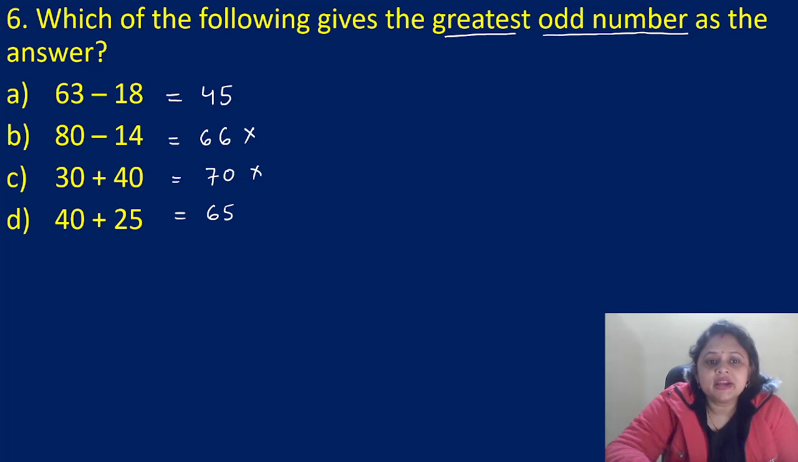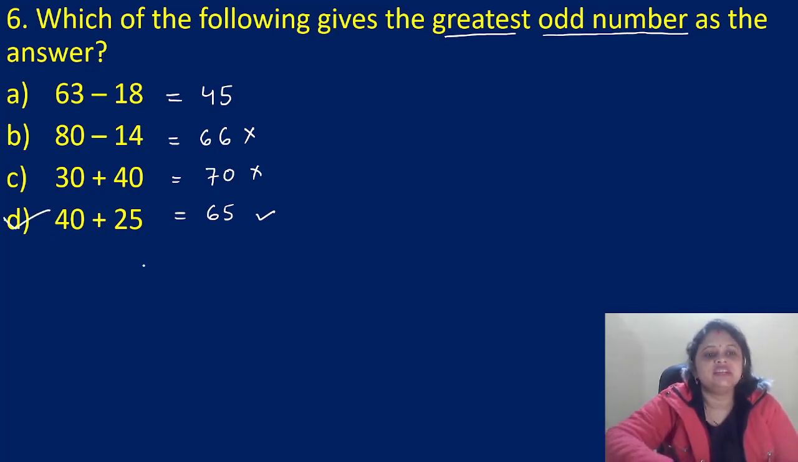Between 45 and 65, which is the greatest? Greatest is 65. So what is the correct answer? Correct answer is option D, that is 40 plus 25.